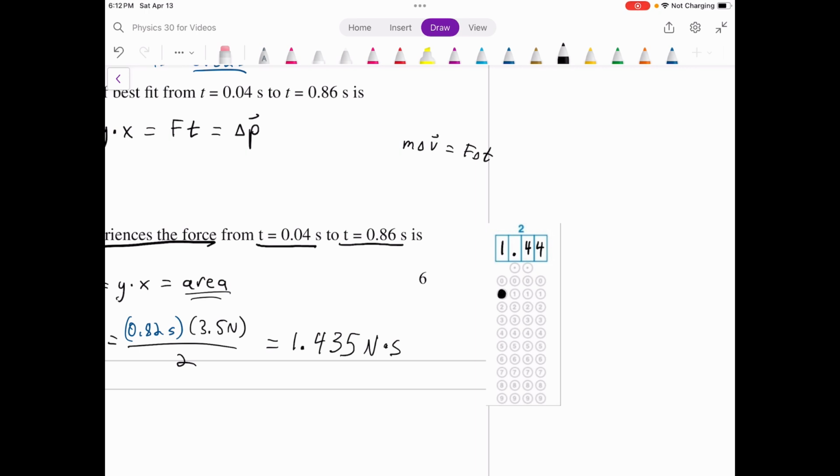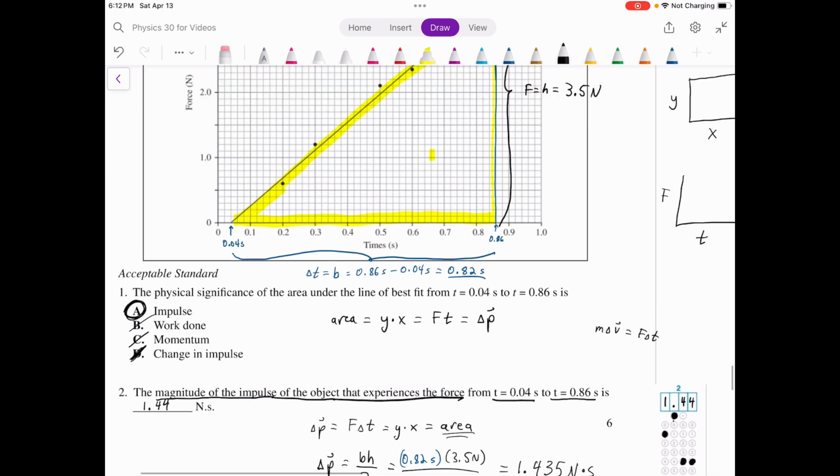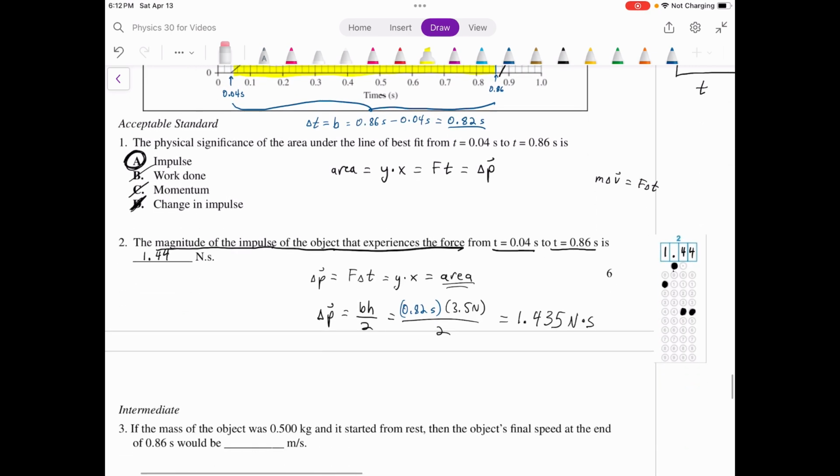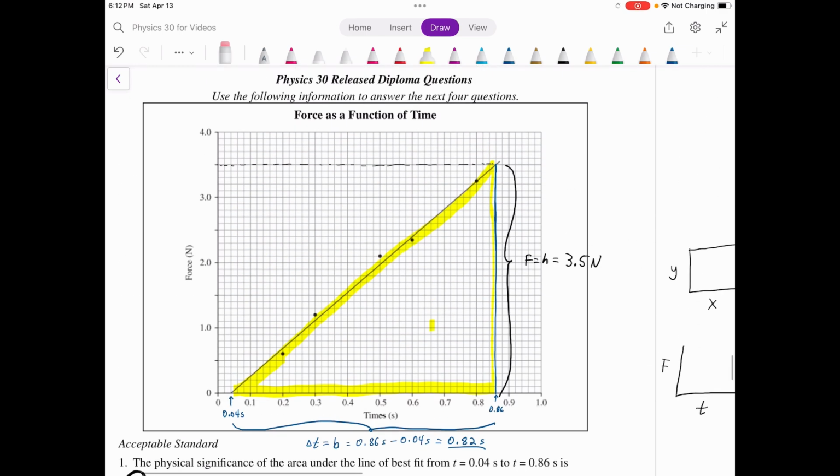So we'd fill in the 1. You do fill in the decimal. The decimal gets a spot. 1.44, right? So all we did there, we used the formula: impulse is force times time, right? Our graph has force on the y-axis, time on the x-axis. So y times x, that's an area. So find the area of this triangle, and you are finding the impulse for the object during that time.